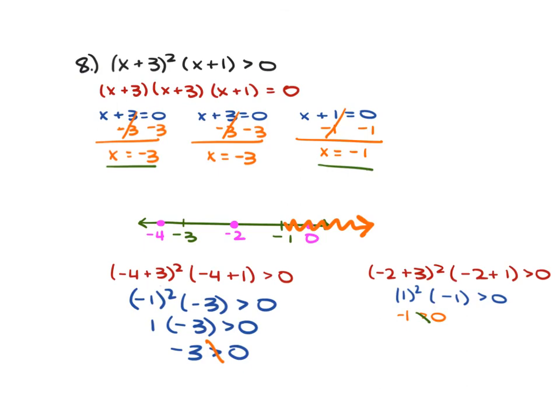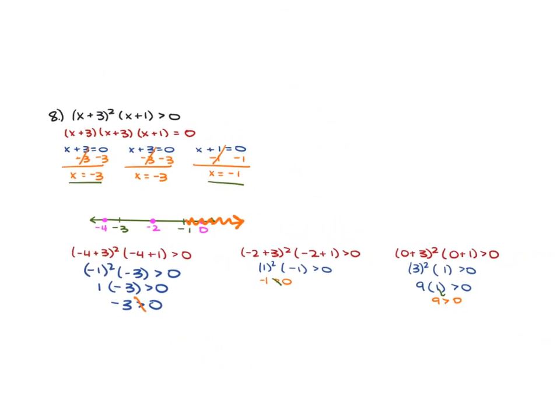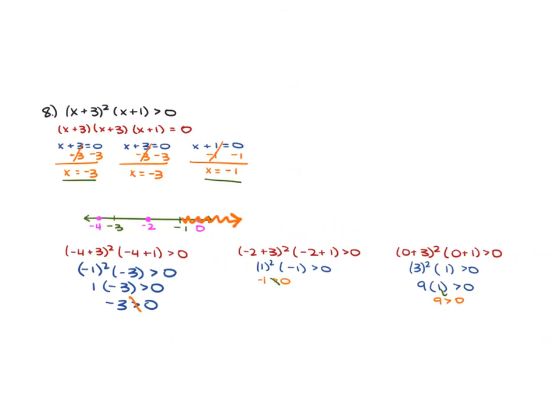So if we look at this, the only one that works in this case is that 0. So we're going to have an open circle on that negative 1, and it's going to go to positive infinity, which means our answer is just negative 1 comma infinity in parentheses.